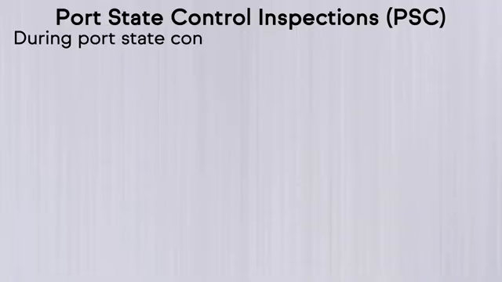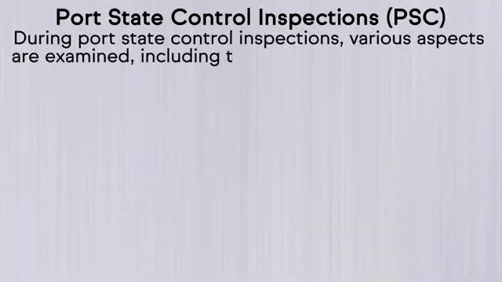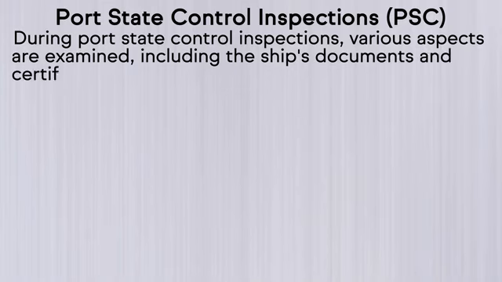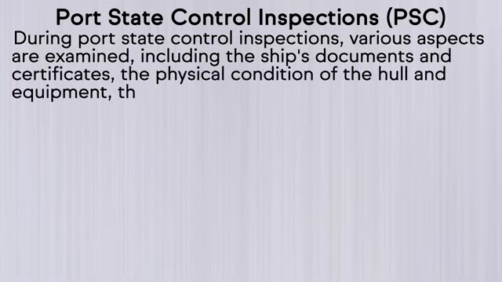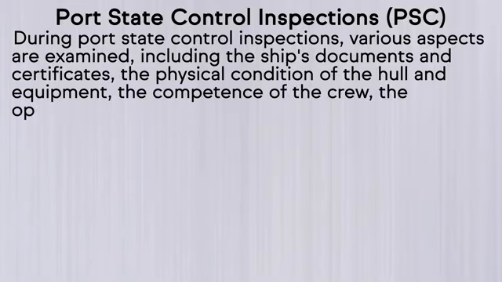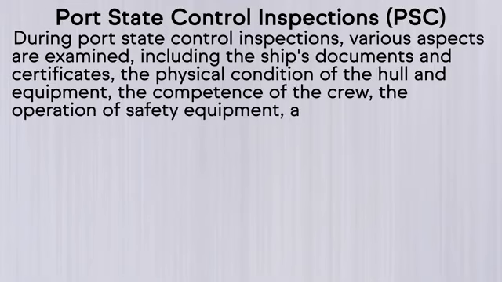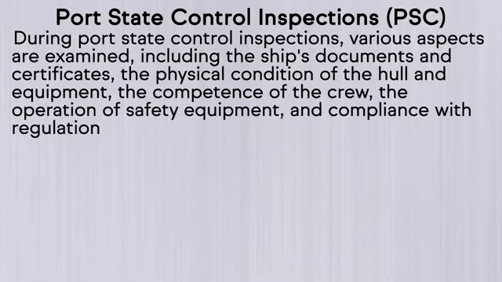During Port State Control Inspections, various aspects are examined, including the ship's documents and certificates, the physical condition of the hull and equipment, the competence of the crew, the operation of safety equipment, and compliance with regulations.